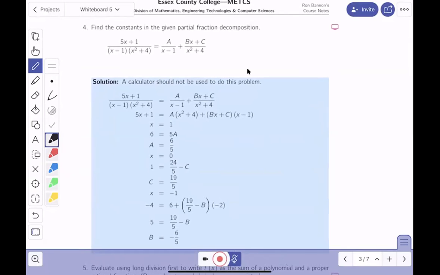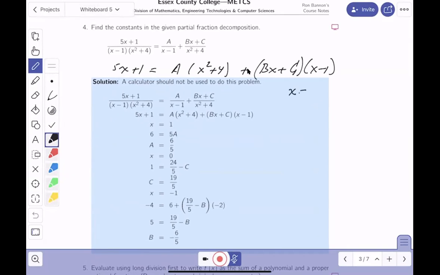I need to learn the material. So what do you get over here? Let's write this down. I'm going to multiply both sides by the LCD. So you get 5x plus 1 equals a times x squared plus 4. And then I would get, let's see, bx plus c times x minus 1. All right, what would I choose first?